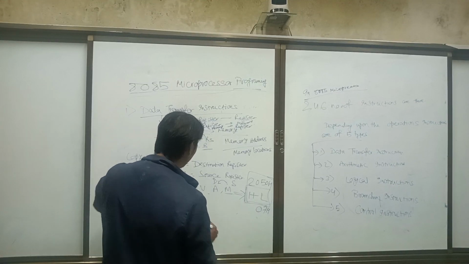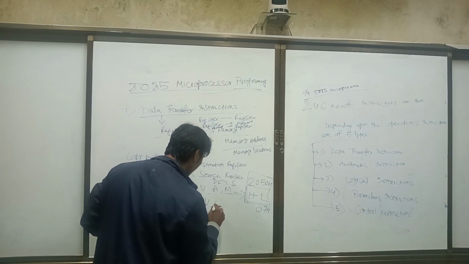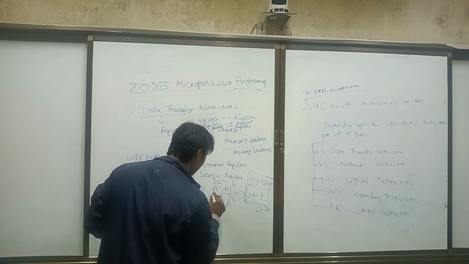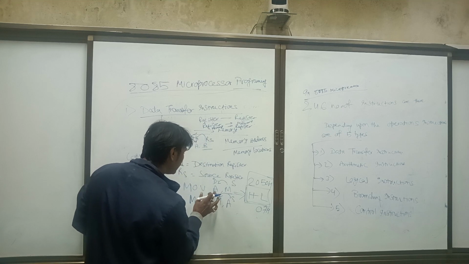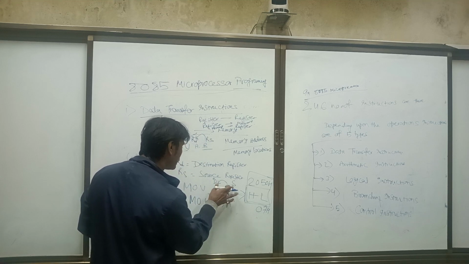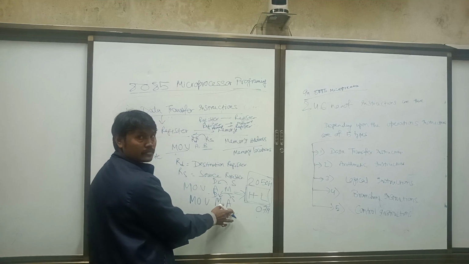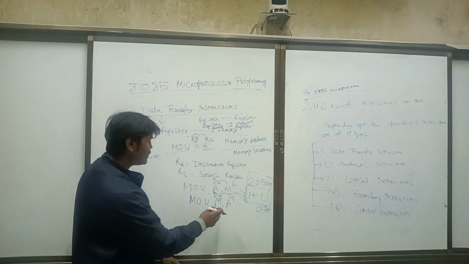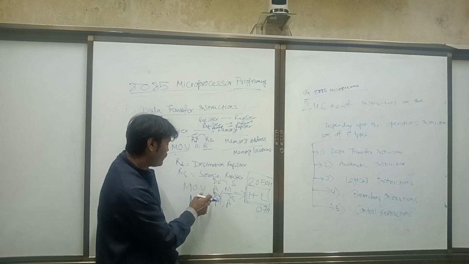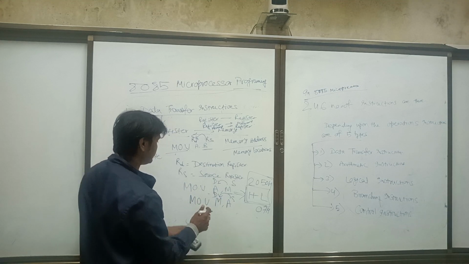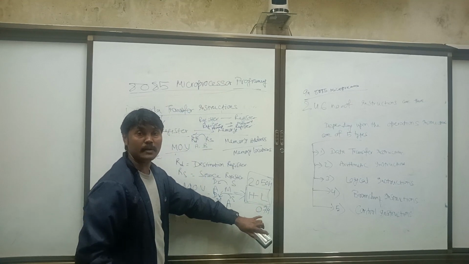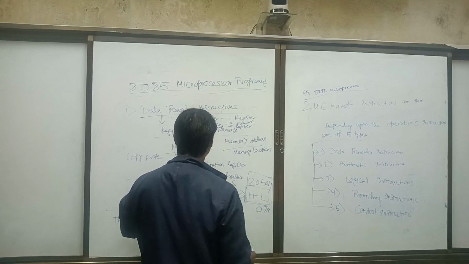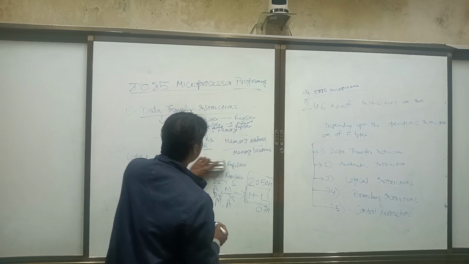Similarly, I can say MOV M comma A also. MOV M comma A: this is your source, this is your destination. So now we have taken memory to register, and this is register to memory. Got it? So MOV M comma A means the content of the accumulator will be copied to the memory location, and that memory location must be defined by this register pair, that means in 2058.